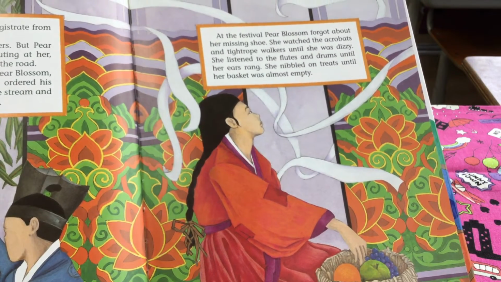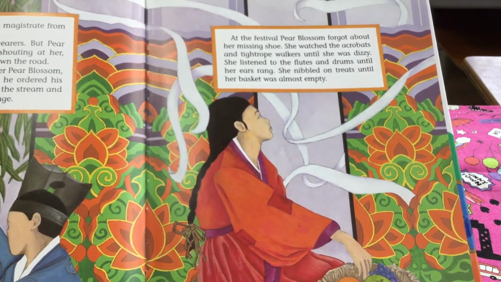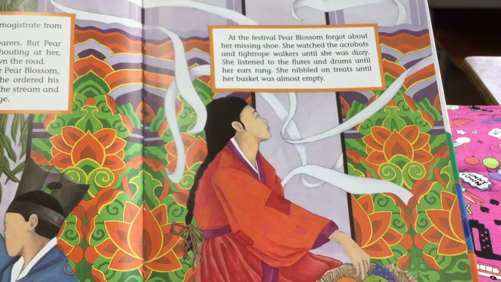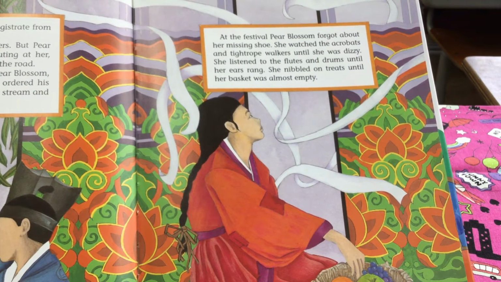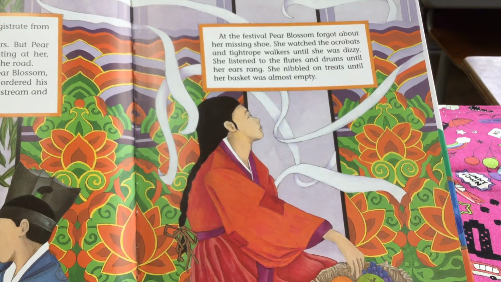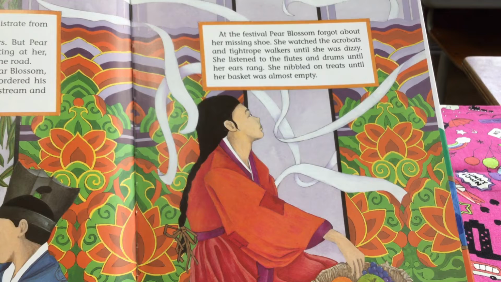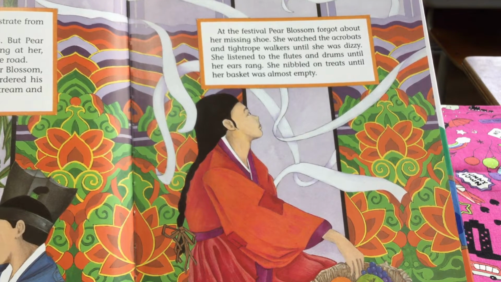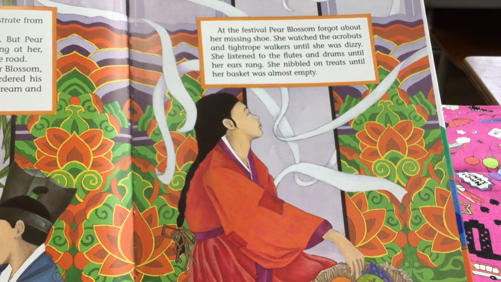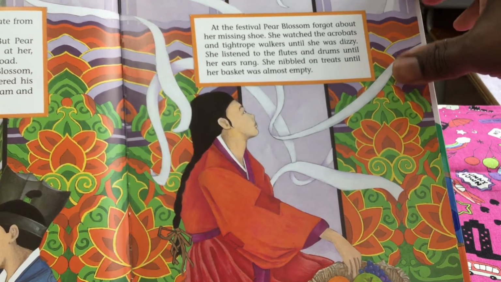At the festival, Pear Blossom forgot about her missing shoe. She watched the acrobats and tightrope walkers until she was dizzy. She listened to the flutes and drums until her ears rang. She nibbled on treats until her basket was almost empty.